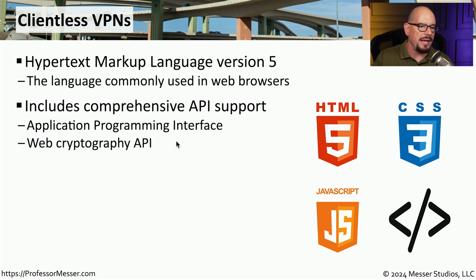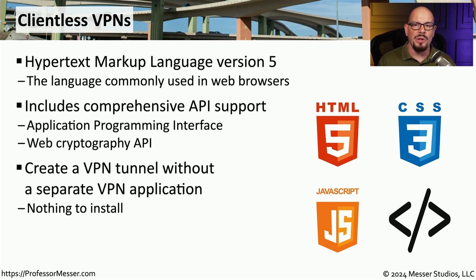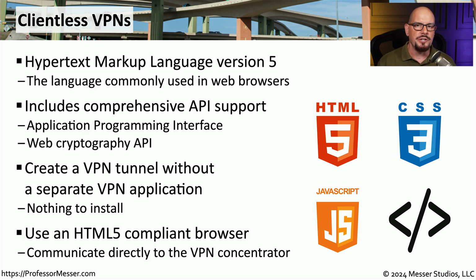And one of those APIs is a web cryptography API, which allows us to run a VPN client inside of our browser without using a separate client. This means we don't have to install any additional software. We just visit the appropriate web page, and the VPN software within that API takes over and provides that encrypted tunnel. All you have to do is make sure you're using an HTML5 compliant browser, and you'll be able to use this clientless functionality within the browser on your system.